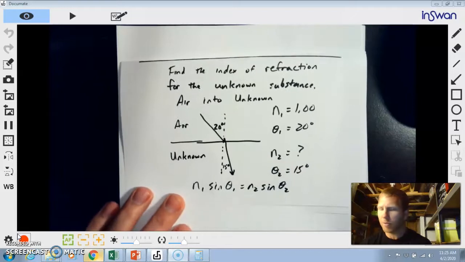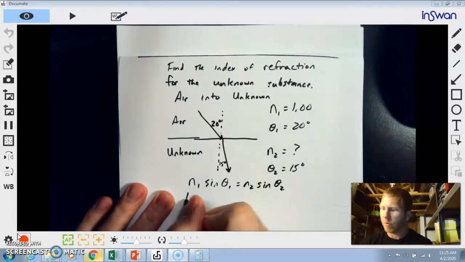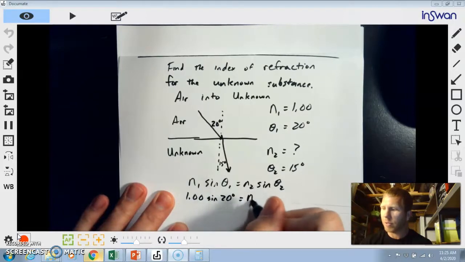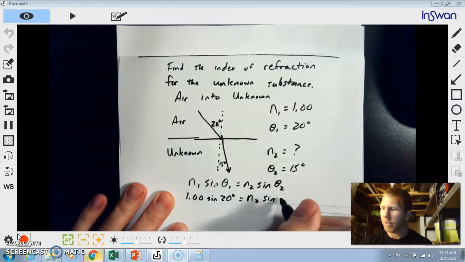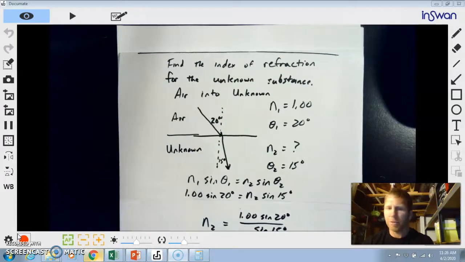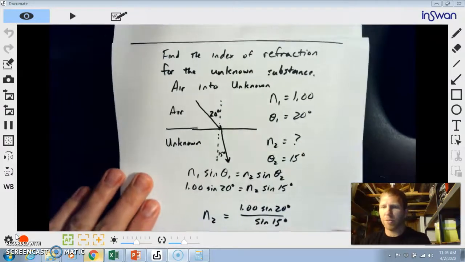We then would plug this in. So we have 1.00 times the sine of 20 degrees would equal N2 times the sine of 15 degrees. Okay. Now, solving for N2, we would get 1.00 times the sine of 20 degrees divided by the sine of 15 degrees. Okay, so now let me make sure we can see that.